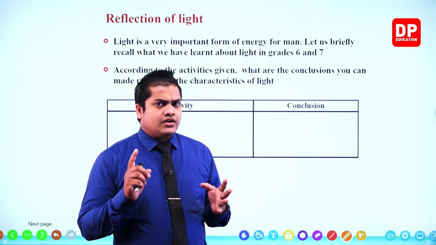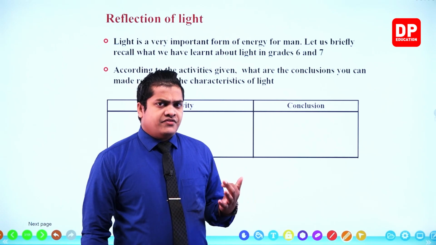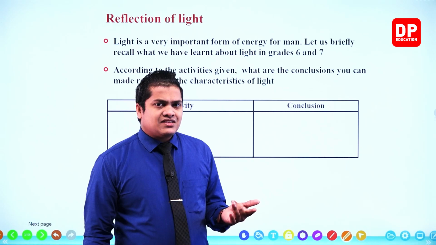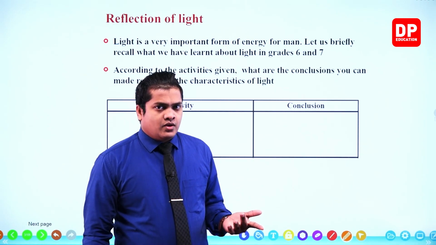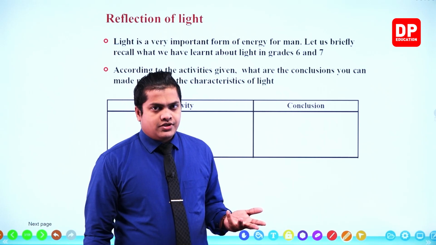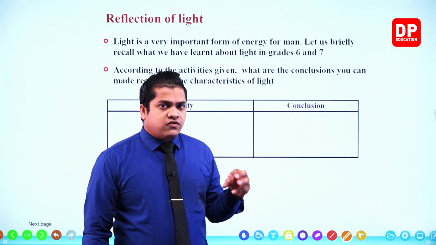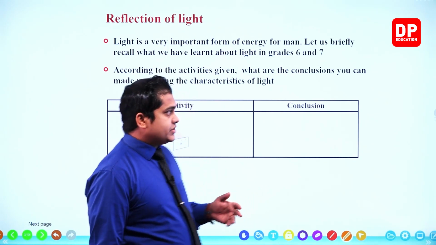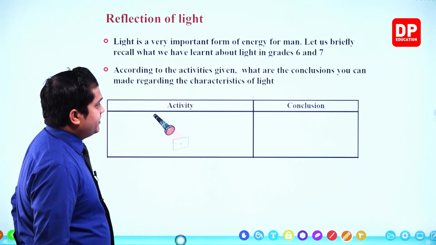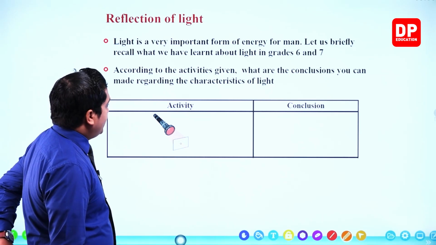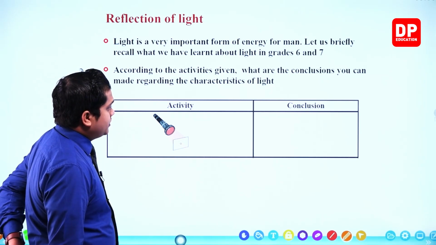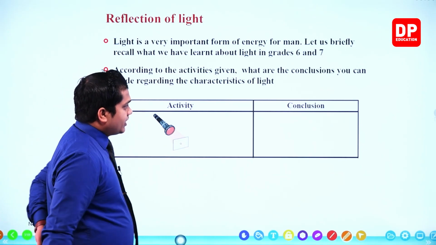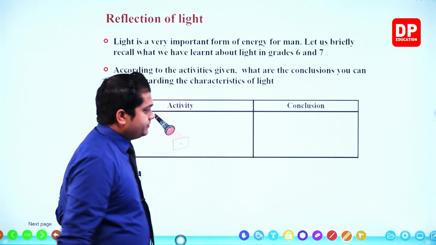We discussed sources of light. Then we discussed luminous and non-luminous objects. We discussed features of light. We discussed that light is a source of energy. So first of all, we are going to recall several properties of light. According to the activities given, what conclusions can you make regarding the characteristics of light? Different activities are given like this, and you have to write down the conclusion over here.